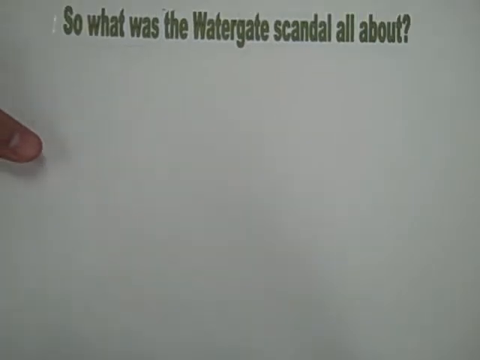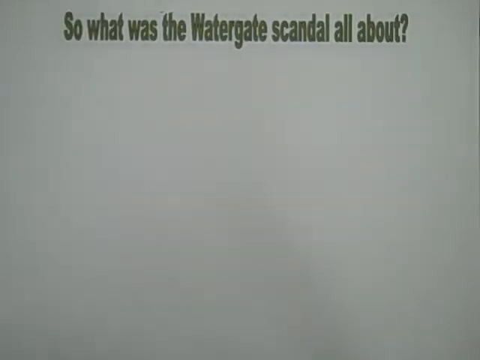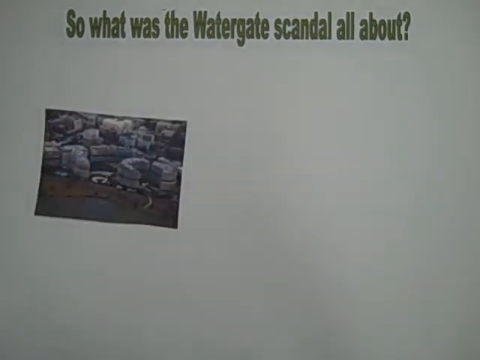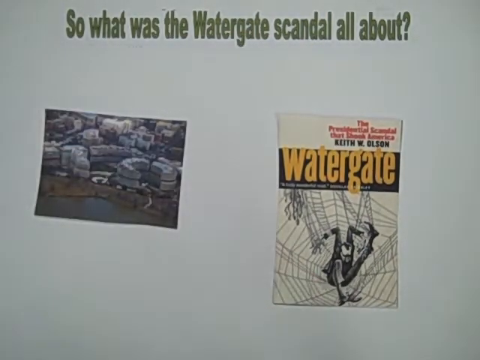So what was the Watergate scandal all about? During the 1972 campaign, the Watergate scandal stemmed from a break-in in the offices of the Democratic National Committee. The break-in was traced to officials of the committee to re-elect the president. Nixon denied any personal involvement, but the courts forced him to yield tape recordings, which indicated that he had tried to divert the investigation.